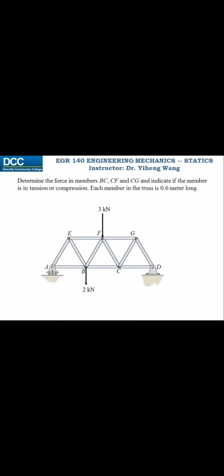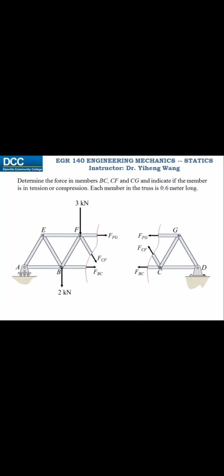For this structure, we are not asked to solve for all members, just BC, CF, and CG. Therefore, instead of using the method of joints, we use the method of sections because there are fewer steps involved. Here's the plan. Since we need to solve for the forces in members BC, CF, and CG, we can run an imaginary cut through these three members. And now the internal forces in these three members are exposed.